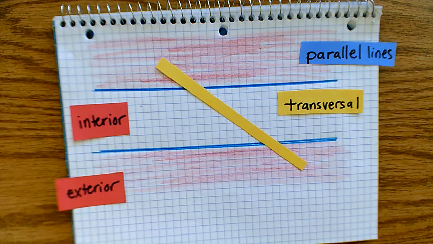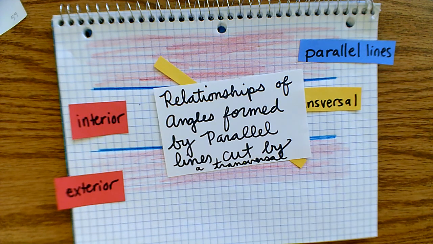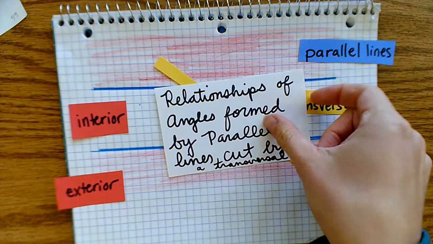Now, when we make a transversal across parallel lines, we get now a whole lot of angles. Look at them all. It's going to be those angles that we are looking at today, because we're beginning the lesson with the longest name ever. Relationships of angles formed by parallel lines cut by a transversal. Now say that 10 times fast.